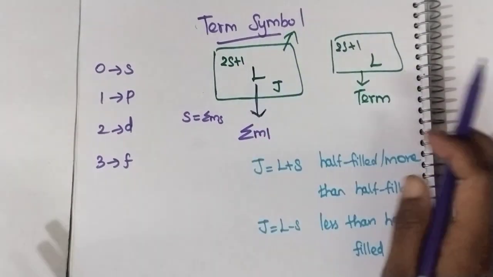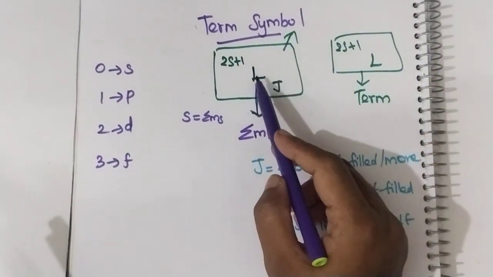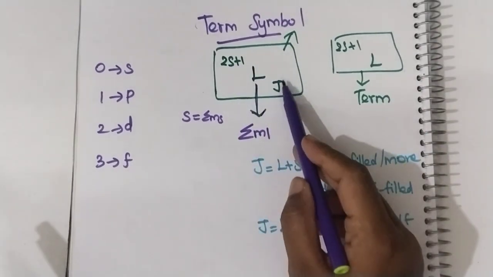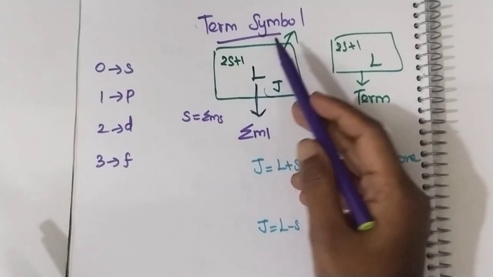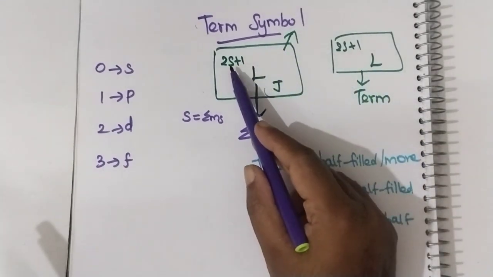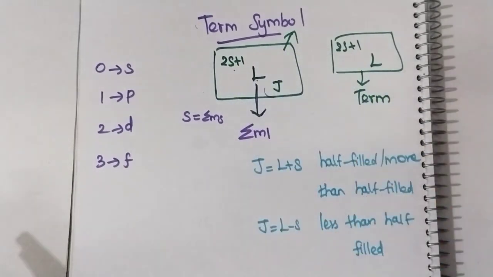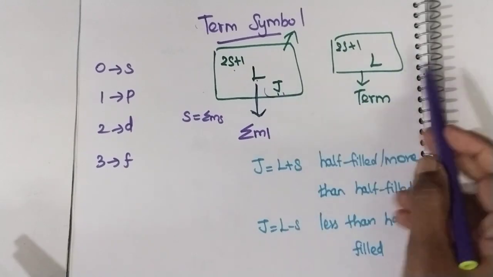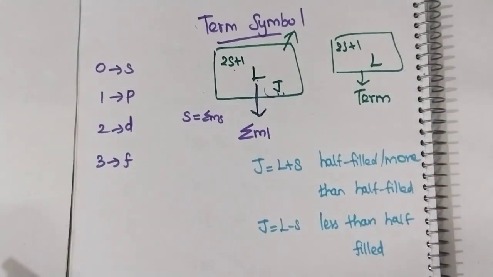See here, a term symbol is denoted like this: 2S plus 1, L, J. If you have J, it is known as term symbol. If you don't have J, and you are only having 2S plus 1 and L, it is known as term. This is the difference between term and term symbol. Term symbol will include J also. Term will not have J.